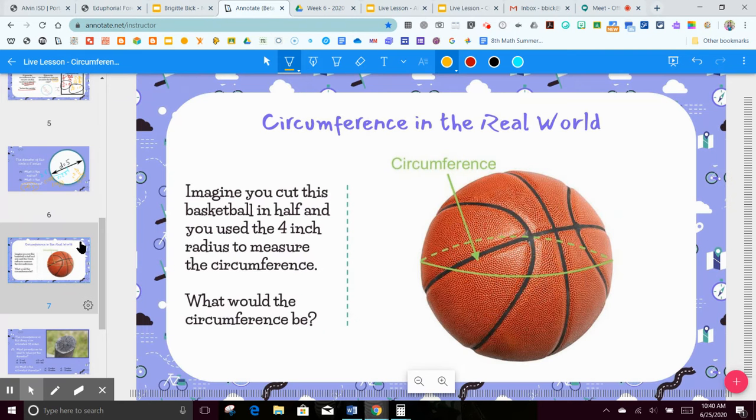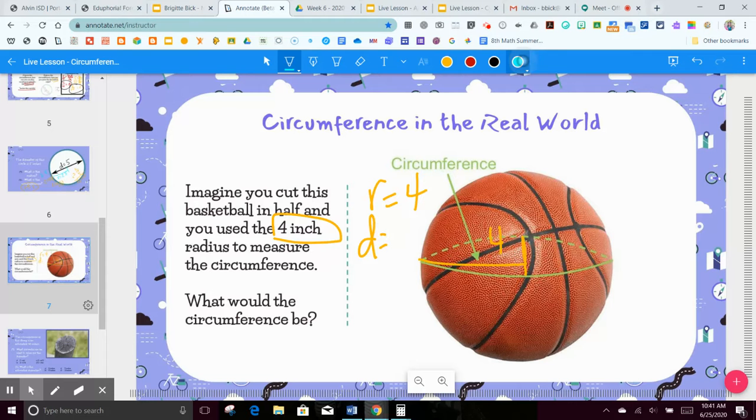Next example, circumference in the real world. If you're using a basketball and you know the radius is 4 inches, so r equals 4. If r equals 4, what is the diameter? Well, remember radius goes halfway across.